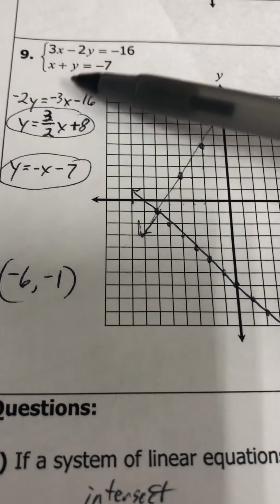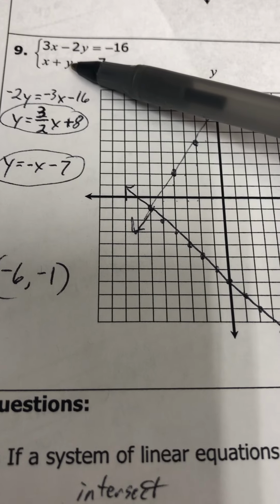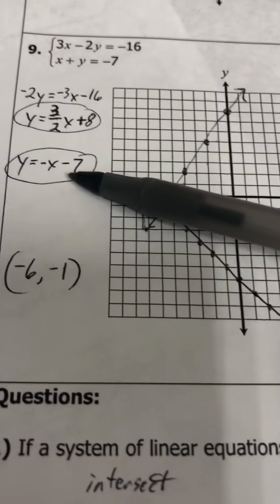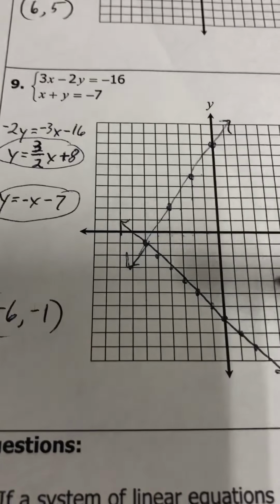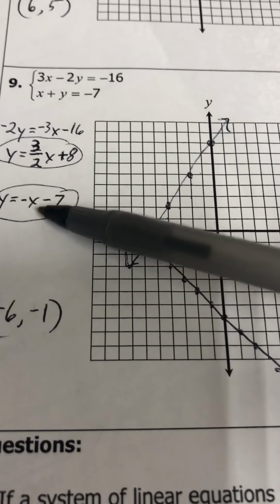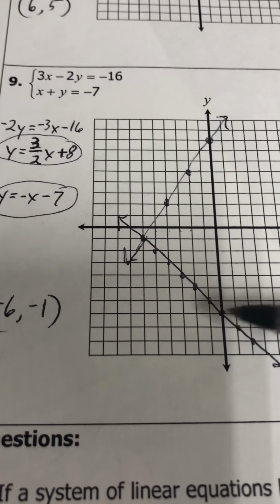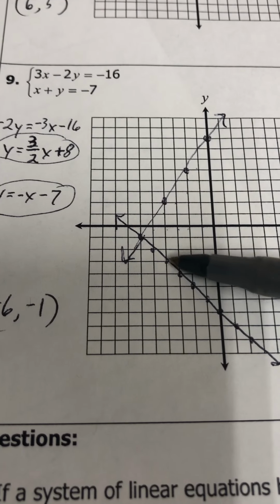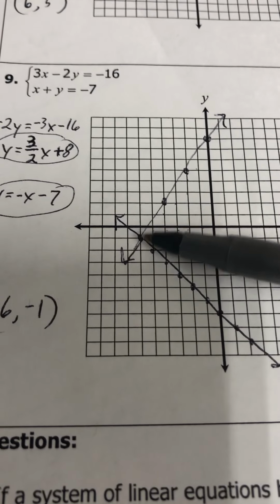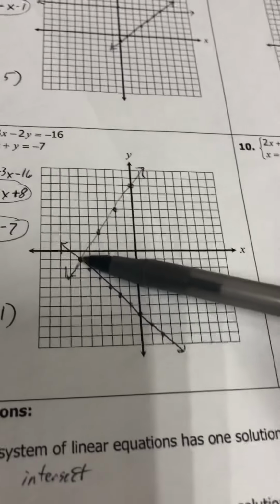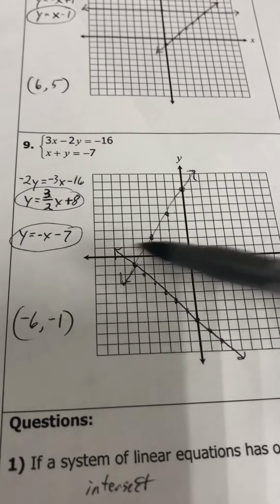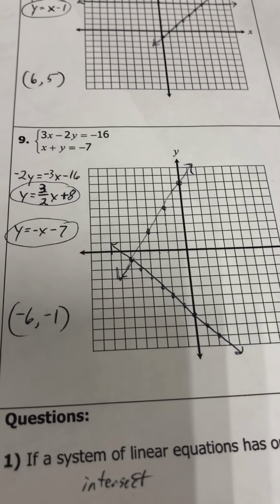So this one, all I had to do was subtract x from both sides and I was ready to go. It's in slope-intercept form. I start at -7. And it goes down 1 over 1, so it's down 1 over 1. And I had to figure out behind it where those points would be so that I could see where the intersection was of these two. And these two intersect at -6, -1, and that's the solution for that system using graphing.